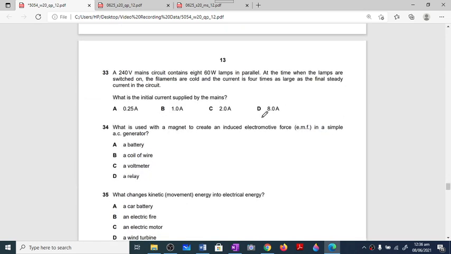Now 33. A 240 volt mains circuit contains 8 60-watt lamps. So first we will calculate the total power. I am going to solve this in the empty space over here. So P is equal to 8 into 60. So 480 watt is the total power. Now the voltage is given, 240 volt.